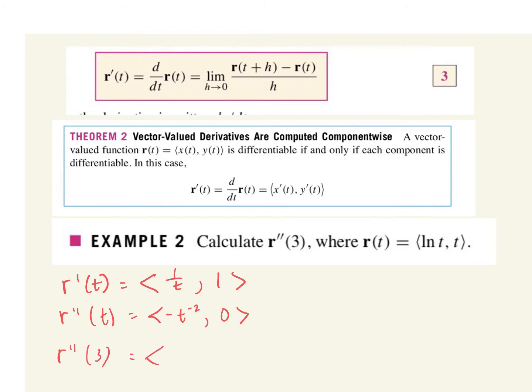So that would be negative 1/9, comma 0. Done.